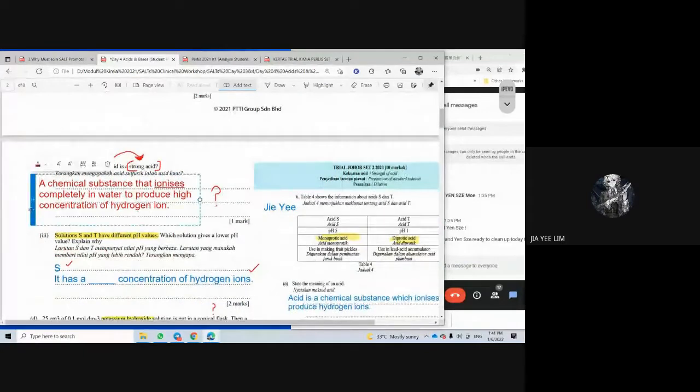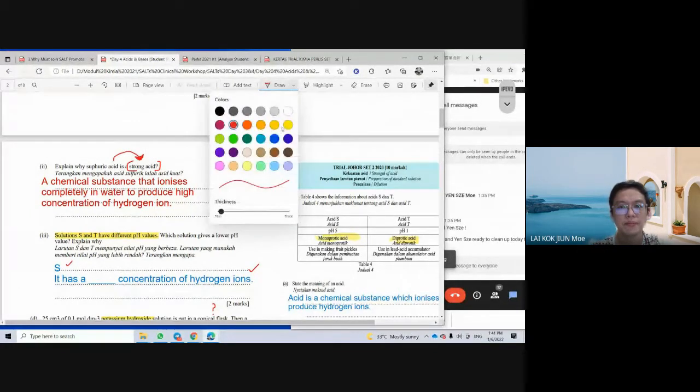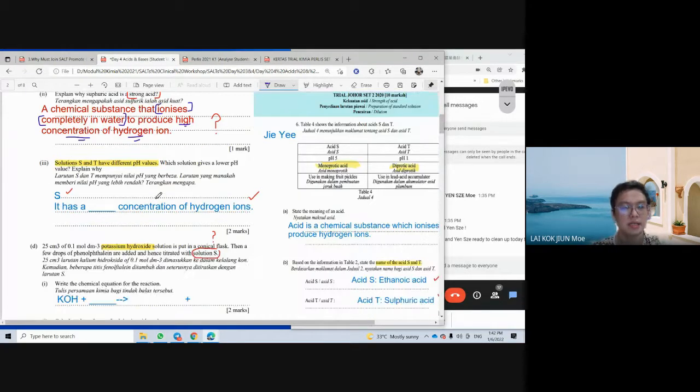Private. Private, okay. So a chemical substance that ionizes completely in water to produce high concentration of hydrogen ion. Perfect. So because the question asks you strong acid, why we say it's strong acid? Because of the keyword you have: high concentration of hydrogen ion. And the keywords must have completely, in water, ionized. Well done, Jia. Okay.